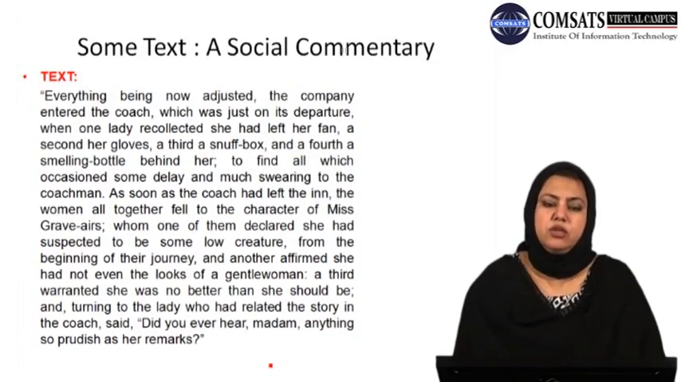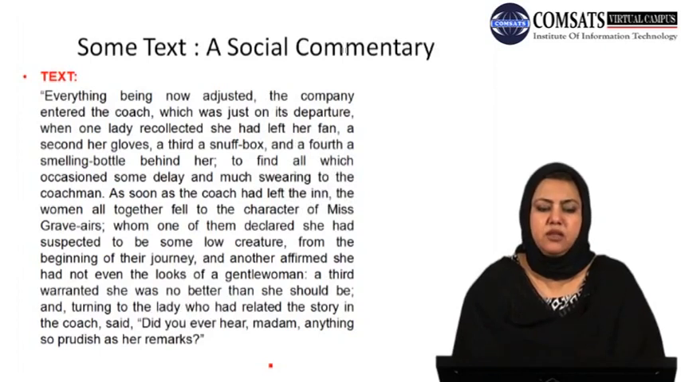So basically what we can notice from the text is Fielding as a satirist here satirizes appearances and people's belief in appearances. He also satirizes the so-called manners of the upper class and the snobbish attitude of the upper class people, where every woman in the coach remembers something that she has left behind, which of course causes a lot of delay for the journey to be resumed.